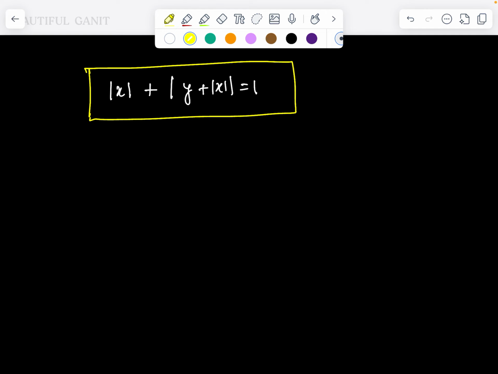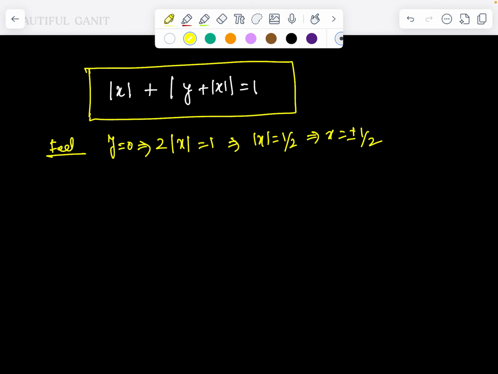So what we can do is, let's put first y equal to 0 to get a feel of the graph, and that forces it to be 2 mod x equals 1, which will give mod x equals half, and which translates to x equals plus minus half. Okay, so far so good. So on our x-axis we have got 2 points, one is half, the other is minus half. By the way, it's symmetric with respect to x.